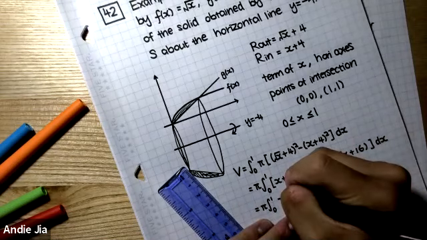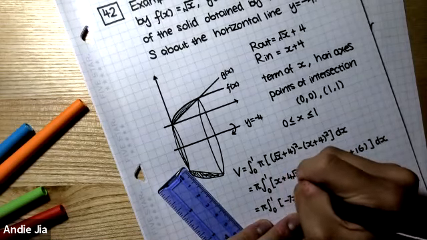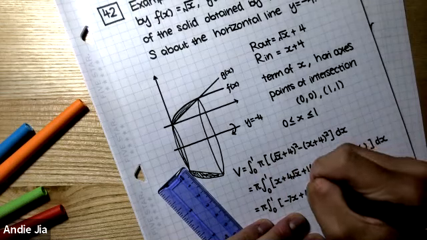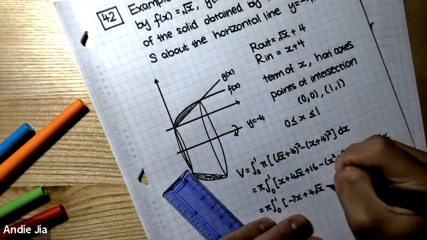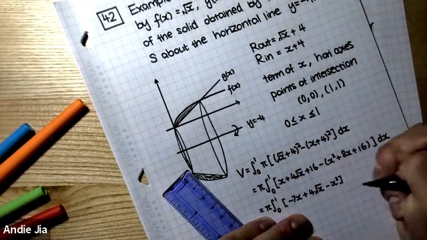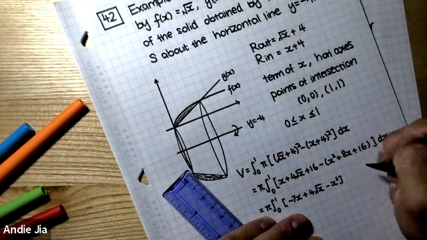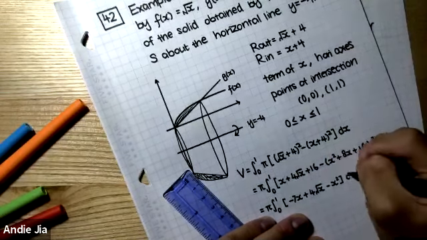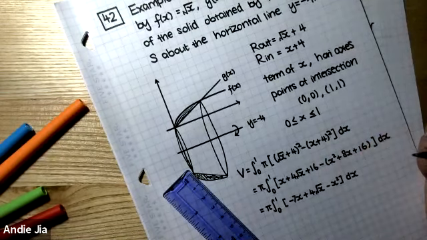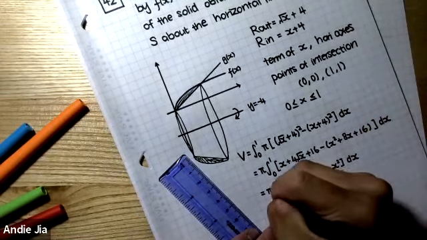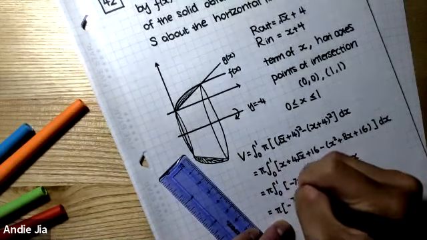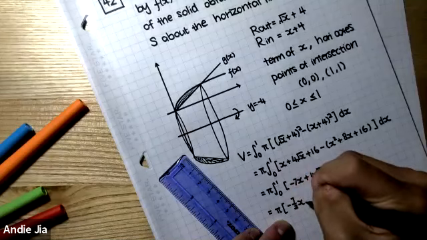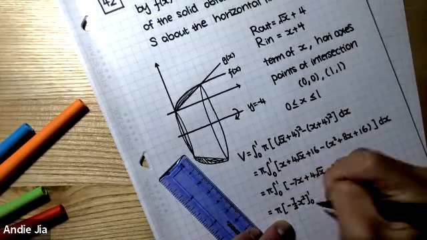x minus negative 7x plus 4 square root of x minus x squared, because this is canceled, equal to 0. And what we have is negative 7 over 2 x squared, from 1 to 0.